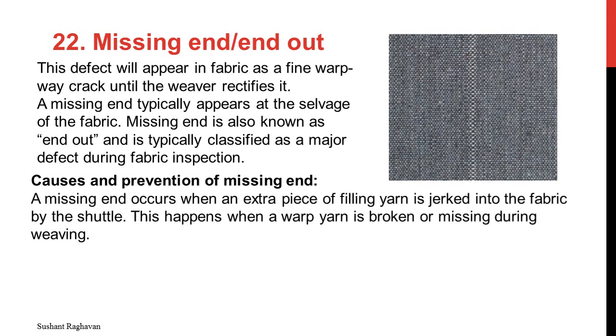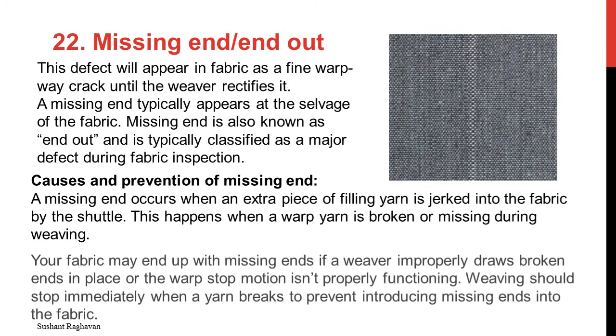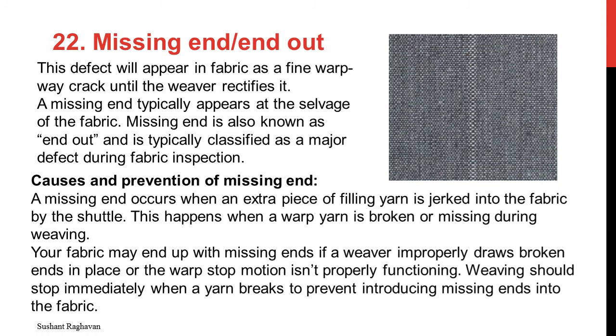A missing end occurs when an extra piece of filling yarn is jerked into the fabric by the shuttle. This happens when a warp yarn is broken or missing during weaving. A fabric may end up with missing ends if a weaver improperly draws broken ends in place or the warp stop motion isn't properly functioning. Weaving should stop immediately when a yarn breaks to prevent introducing missing ends into the fabric.